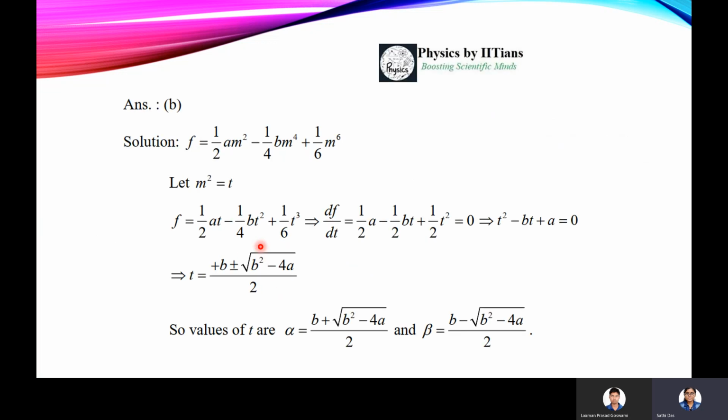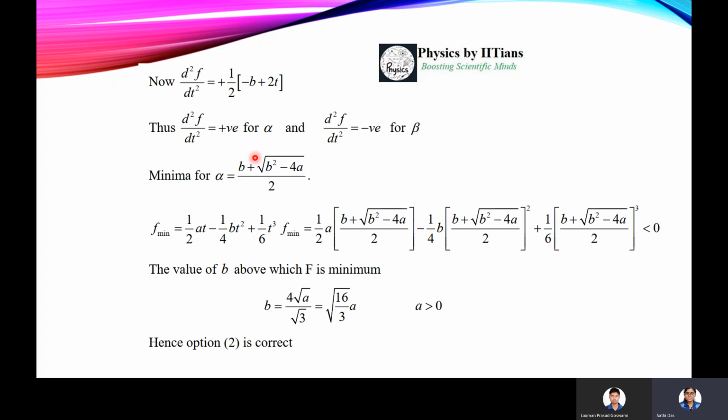So what we have to do here, first of all, we just find out the minimum value of f, and for that we have to take the first order derivative as 0 and the second order derivative as positive. So that will give you the minimum of f, and that is the concept here.